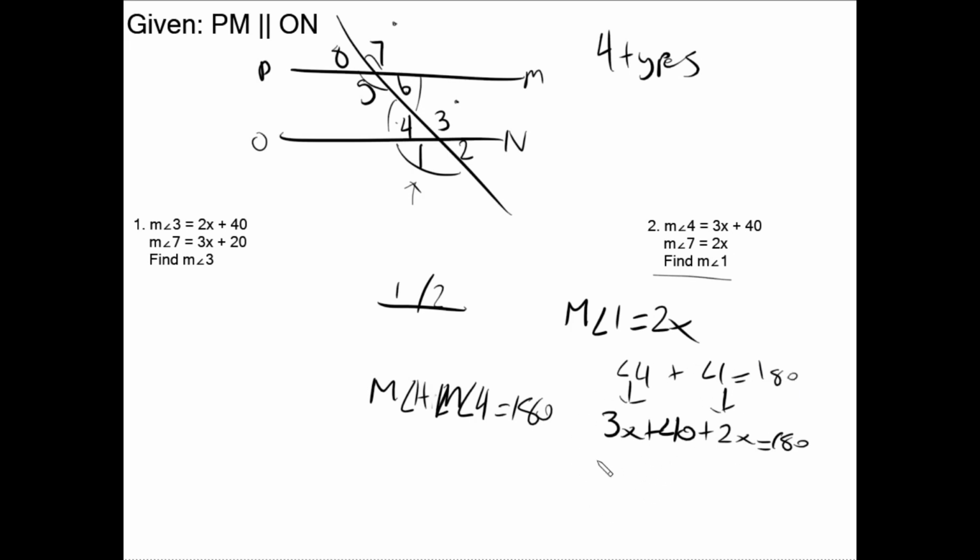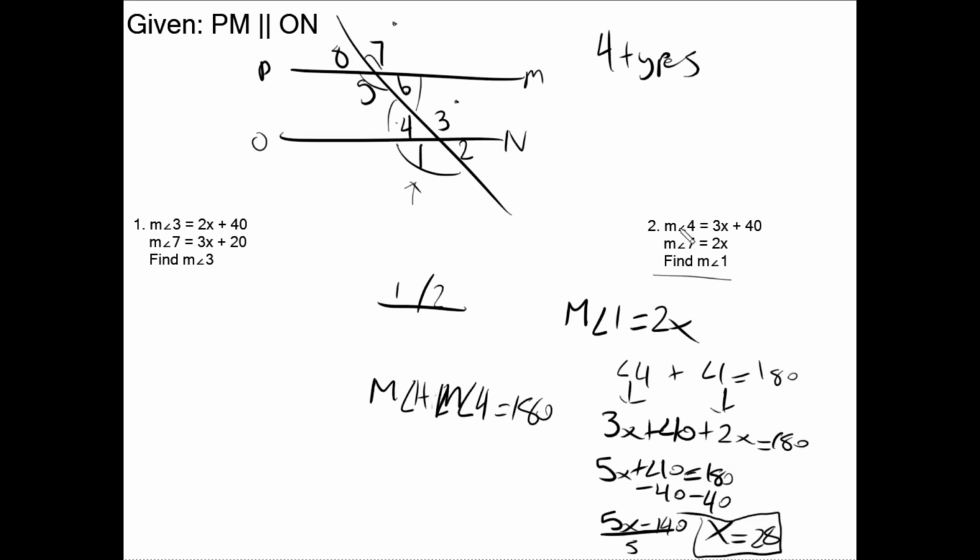So now we add the variables: 5x plus 40 equals 180. Minus 40, minus 40, 5x equals 140, divided by 5, so you get 28. So x equals 28. And again, this is not what we are looking for.